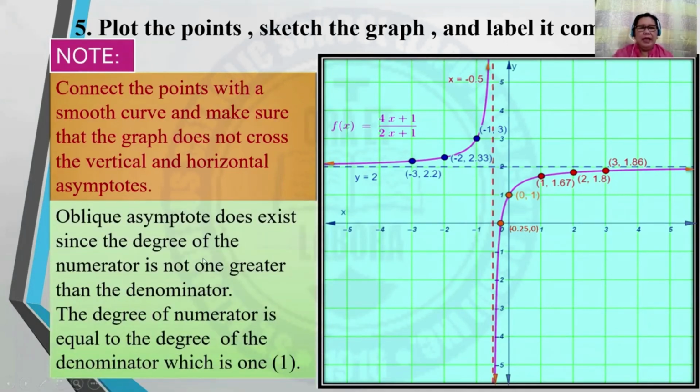And still we don't have the existence of an oblique asymptote, since the degree of the numerator is equal to the degree of the denominator. So the degree is 1, the other one is also 1. We can only have an oblique asymptote if the degree of the numerator is 1 greater than the denominator.